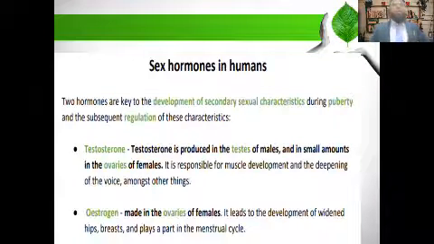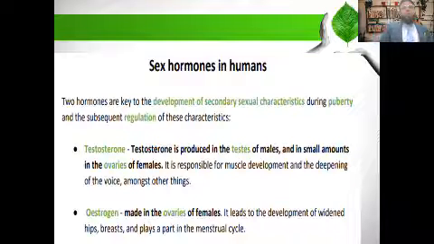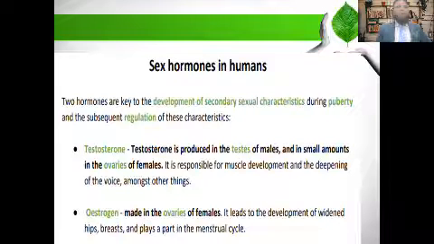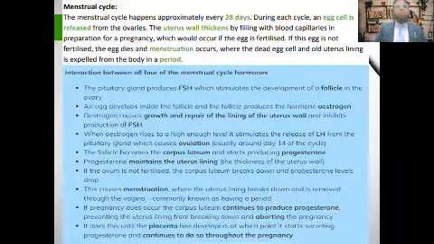Now, sex hormones in humans. Two hormones are key to the development of secondary sexual characteristics during puberty and the subsequent regulation of these characteristics. What are these hormones? The first one is testosterone, which is produced in the testis of males and a small amount in the ovary of females. It is responsible for muscle development and the deepening of voice, amongst other things. Estrogen is made in the ovary of females. It leads to the development of widened hips and breasts, and plays a part in the menstrual cycle.